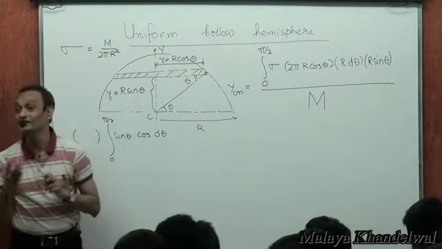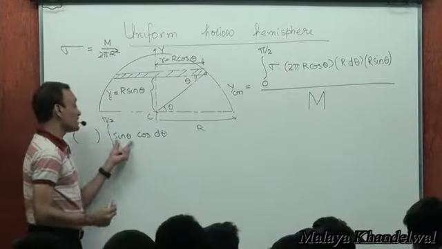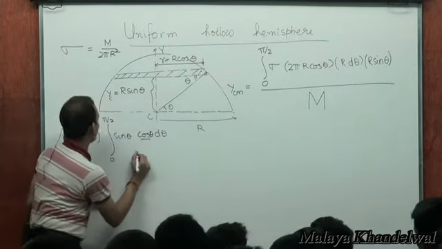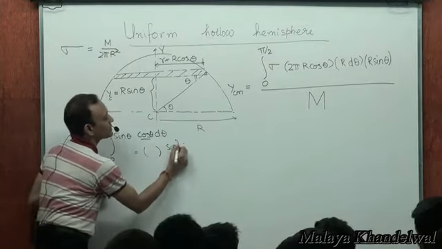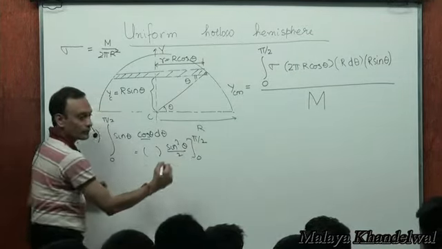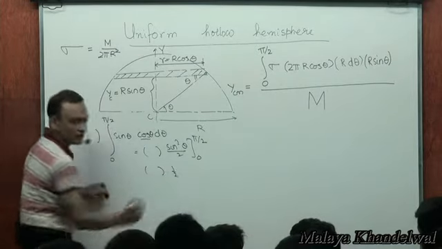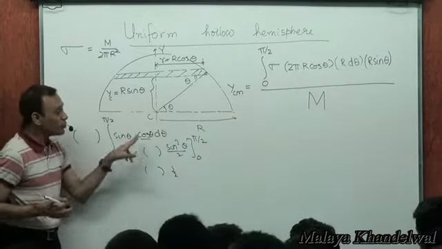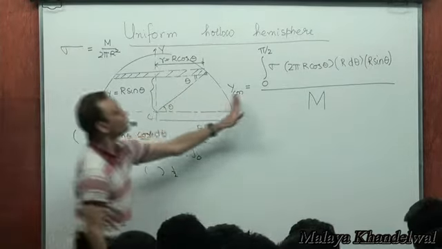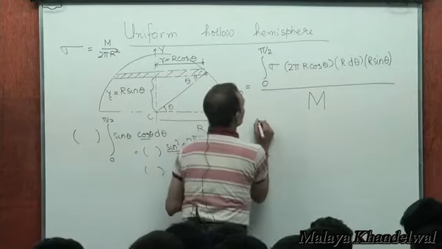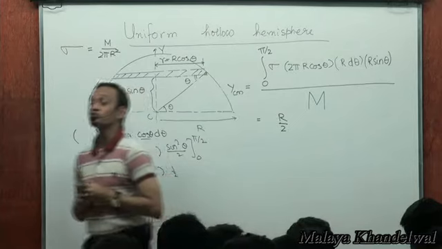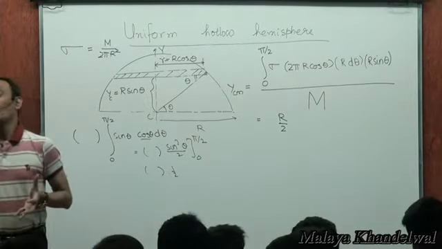Now based on an earlier discussion, this integral is a function raised to the power 1 into the derivative of that function. That's going to be something into sine square theta by 2, with theta running from 0 to pi by 2. So that will give you something into half. That's the only integral that you will encounter, and the final result will turn out to be r by 2, a result that you want to remember.